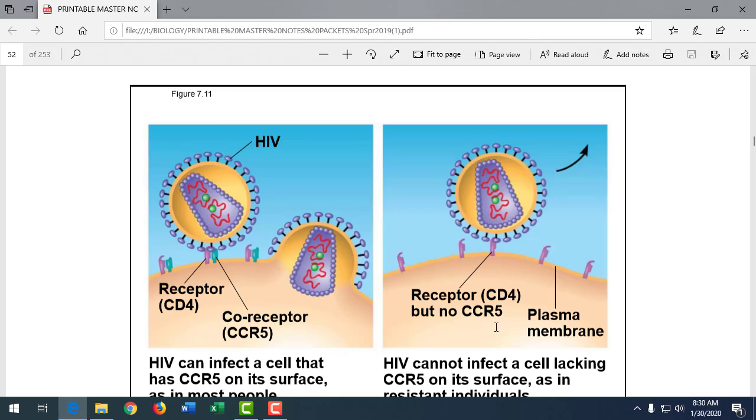So that means they've been exposed to HIV. It's in their blood, but it can't enter their cells. So therefore, it'll never destroy T cells, and they'll never develop AIDS. What's the bad side of that?